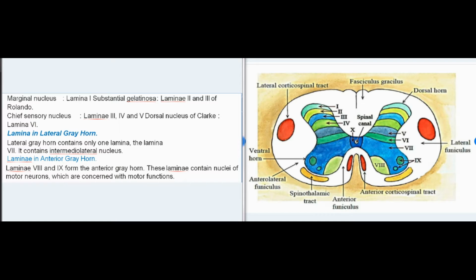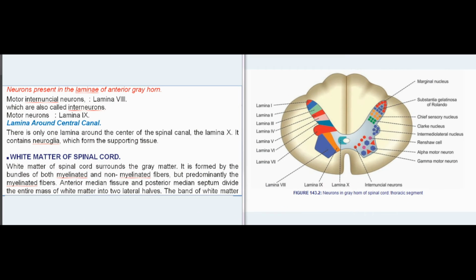Laminae in anterior gray horn. Laminae 8 and 9 form the anterior gray horn. These laminae contain nuclei of motor neurons, which are concerned with motor functions. Neurons present in the laminae of anterior gray horn: motor internuncial neurons, lamina 8, which are also called interneurons; motor neurons, lamina 9. Lamina around central canal. There is only one lamina around the center of the spinal canal, the lamina 10. It contains neuroglia, which form the supporting tissue.